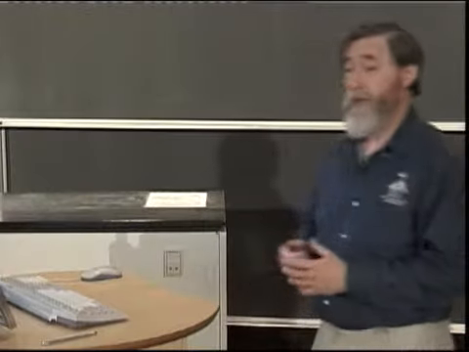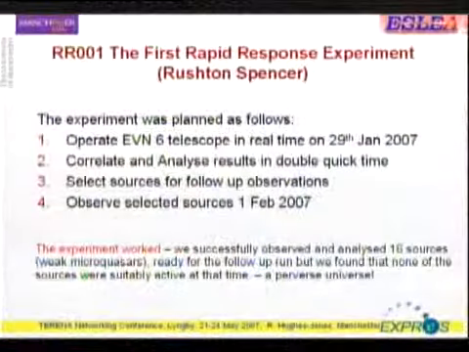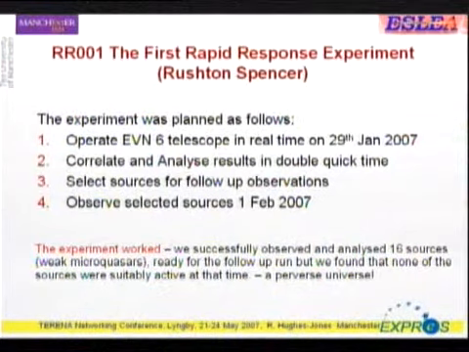The other thing they can do is what they call a rapid response experiment. This was a first test to see whether this concept would work. They operate the six telescopes in real time, send the data in real time to the correlator, analyze it, select the sources, and then set up to observe one source in detail. This worked extremely well, except unfortunately none of the microquasars were active at the time, which was a little bit disappointing for the science.